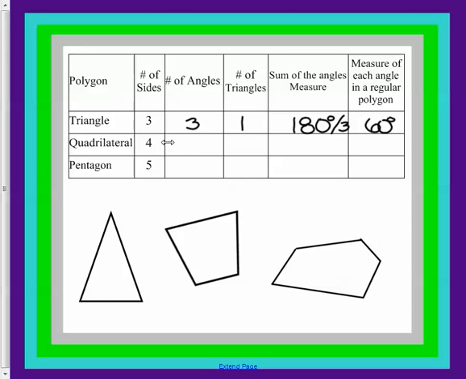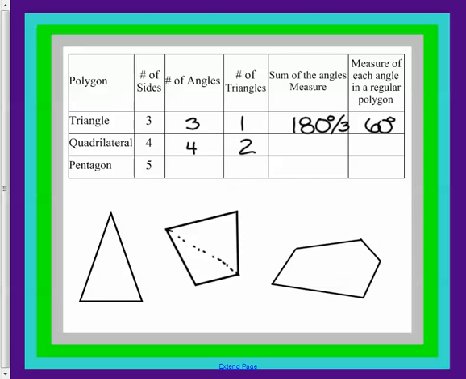In a quadrilateral, it's got 4 sides with 4 angles. So now here's the number of triangles. Technically, this angle could be split between 2 triangles. Okay, so 2 triangles form at a diagonal. This triangle and this triangle.